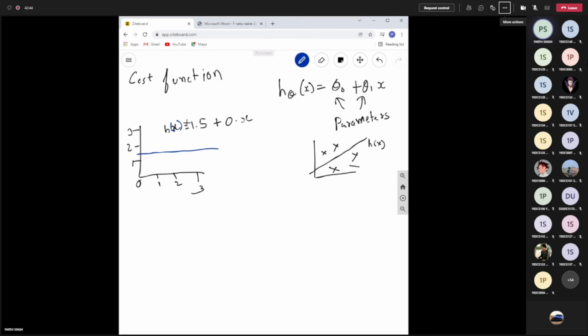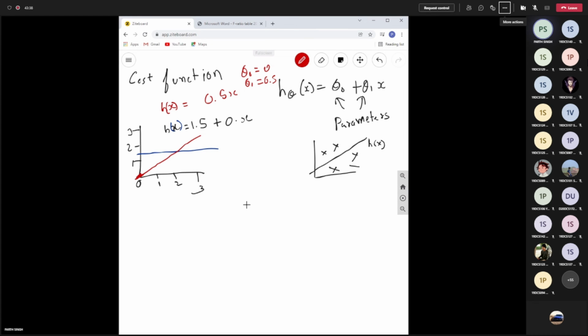Let's say I draw one more h of x, let's say my h of x is 0.5x, meaning here I gave theta 0 the value 0, and theta 1 the value 0.5. Now I gave theta 0 the value 0, that means what? The line will be intersecting at 0, at this point, and the slope is 0.5, so theta 1 is my 0.5x, so it will be something like this, where my 0.5 is there, right? So it will be something like this.